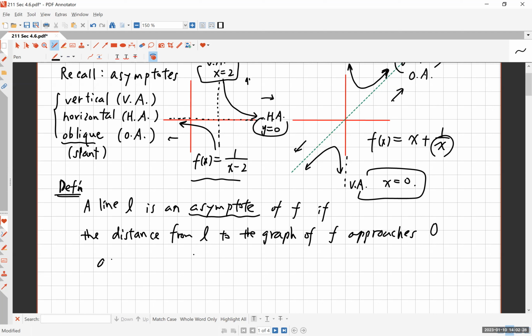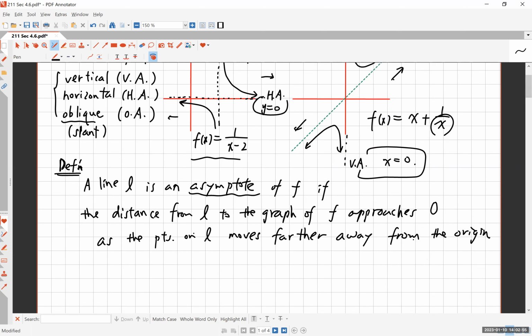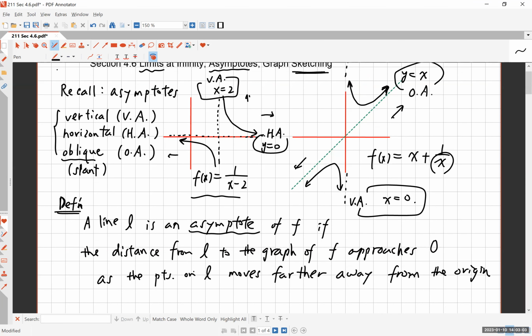Approaches zero as what? As the points of L move farther and farther away from the origin. And you do not specify the direction, so that it can go vertically or horizontally or in an oblique fashion. The point is, as you go farther and farther away and without bound, you just have to let this go infinitely far. And as you do so, the distance from the graph to the line L should get closer and closer.